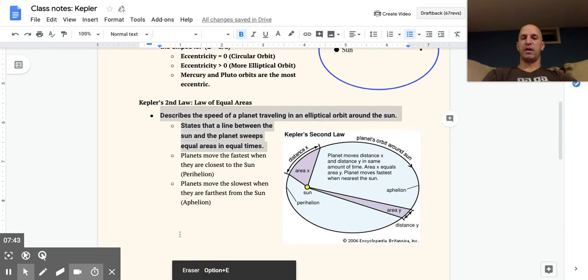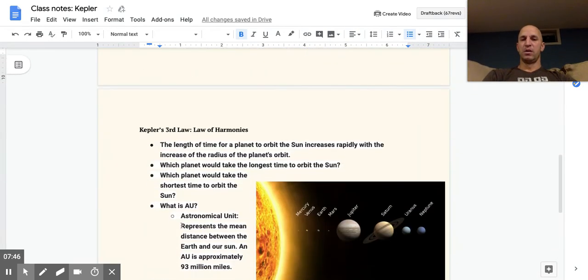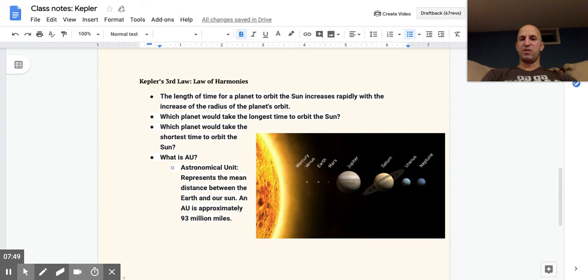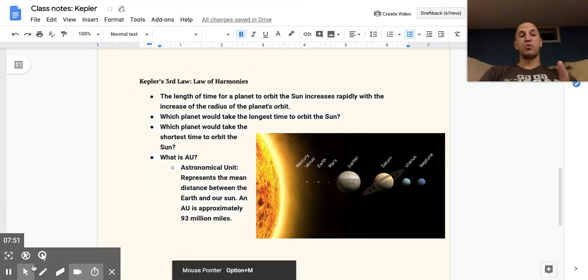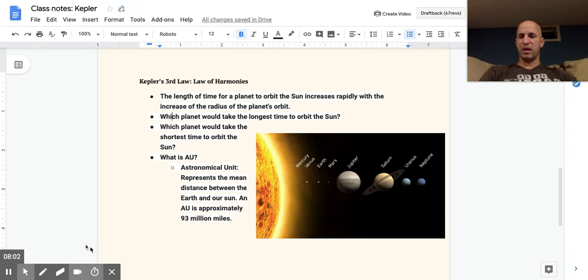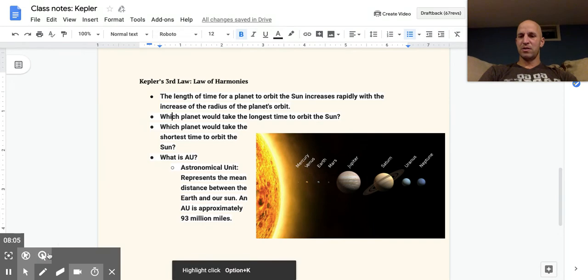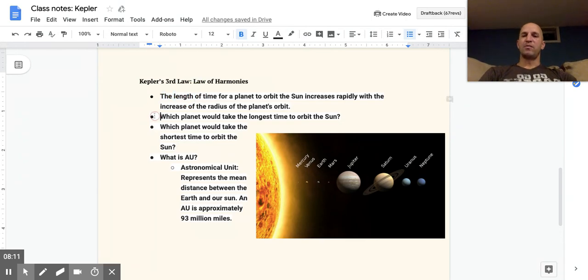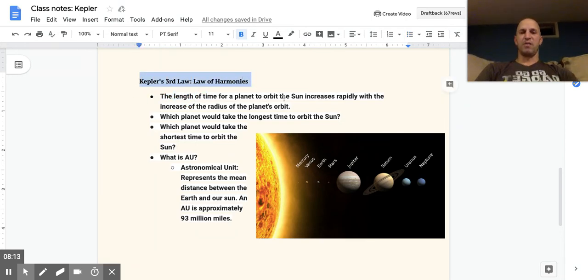So let me scroll down here. All right, we got Kepler's third law, and the third law is pretty cool because you know what it's called? The law of harmonies. All right, which is pretty cool, I think. So let me bring my cursor back up. I don't know why I can't do anything with my cursor. There we go. All right. So Kepler's third law of harmonies. So this one, they give you a nice big formula. We're not going through the formula in our class. For our class, we don't have to go into that.